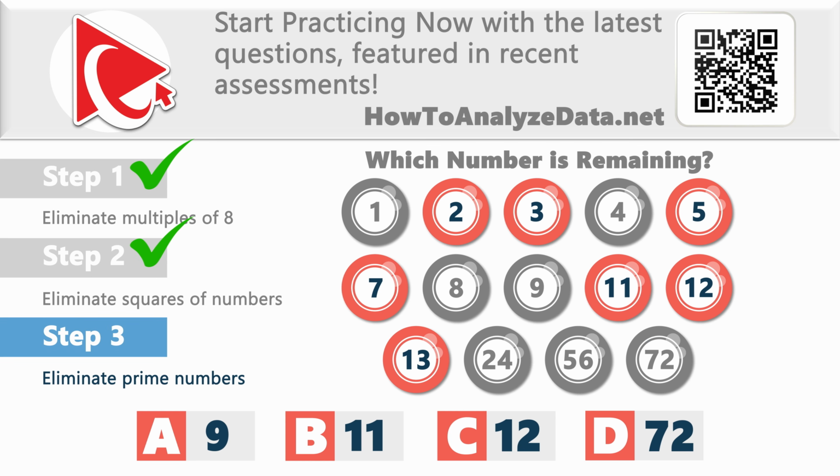You know, I can't believe that just by doing one more step, we can eliminate that many numbers. But the reality is that the prime numbers here are 2, 3, 5, 7, 11, and 13. And the remaining number is 12. So the correct answer here is choice C, 12.